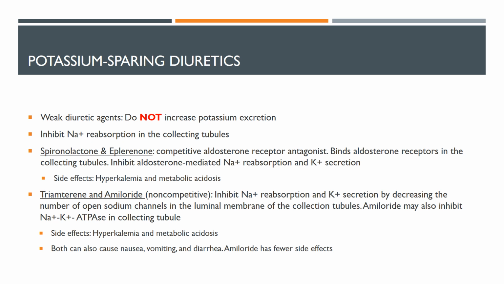The next group of potassium-sparing diuretics are the non-competitive group. So these inhibit sodium reabsorption and potassium secretion by decreasing the number of open sodium channels in the luminal membrane of the collecting tubules. Amiloride may also inhibit the sodium-potassium ATPase in collecting tubules. So side effects, again, hyperkalemia and metabolic acidosis. Both of these can cause nausea, vomiting, and diarrhea, but amiloride also has fewer side effects.